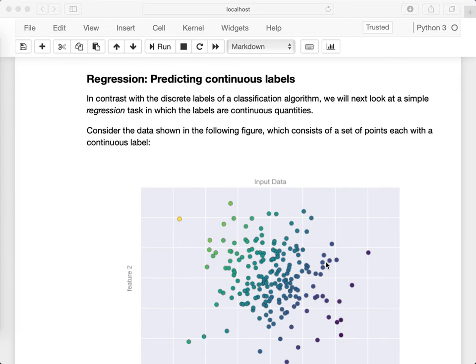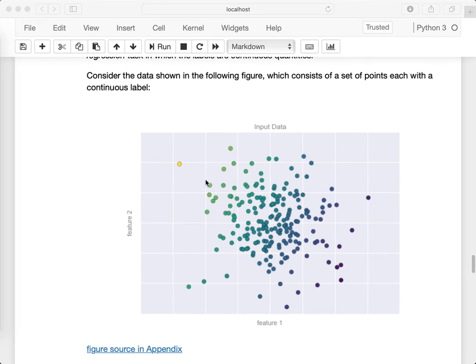On the other hand, let's say we don't have a categorized outcome. Let's say the outcome is continuous. And in this case, we want to predict the outcome. You can see that the color of these dots is now a shade from yellow to dark blue. If we want to predict the intensity of the color, that's an example of regression.